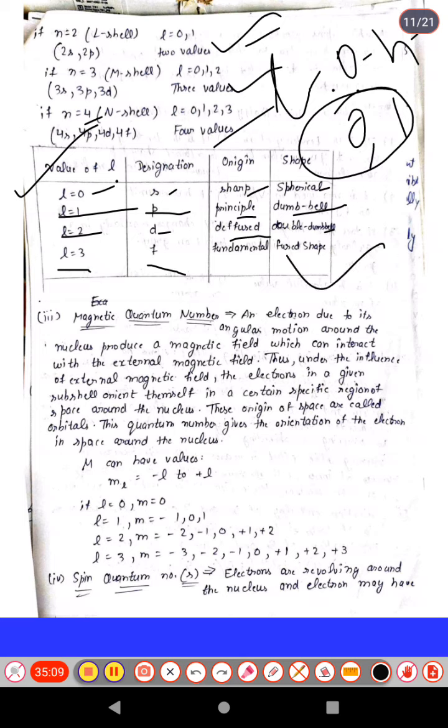An electron, due to its angular motion around the nucleus, produces a magnetic field which can interact with the external magnetic field, and thus under the influence of an external magnetic field the electrons in a given subshell orient themselves in certain specific regions of space around the nucleus. This region of space is called an orbital, and the quantum number gives the orientation of the electron in space around the nucleus.